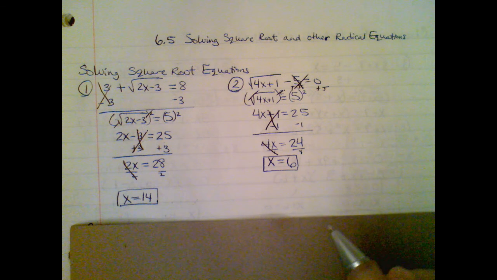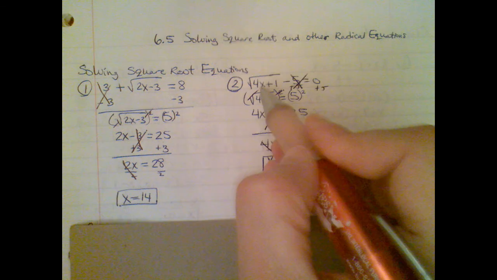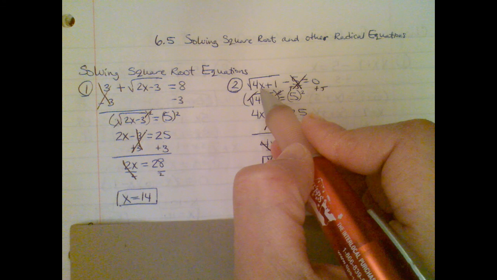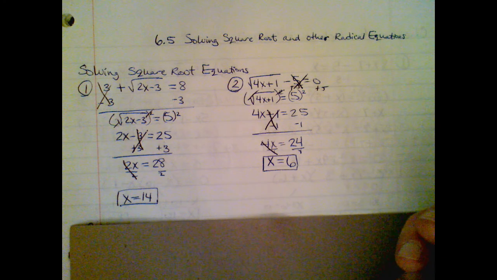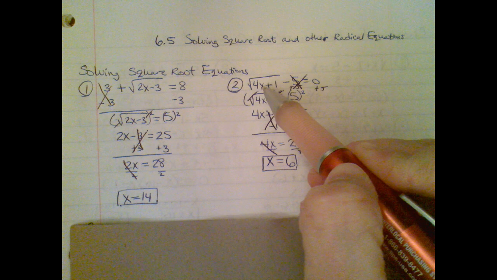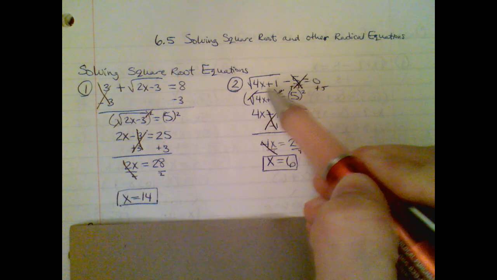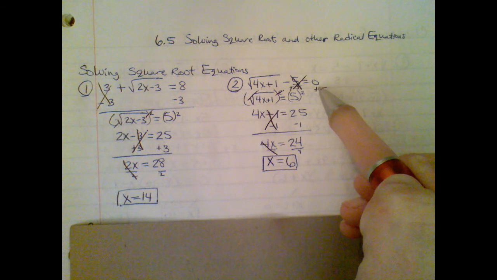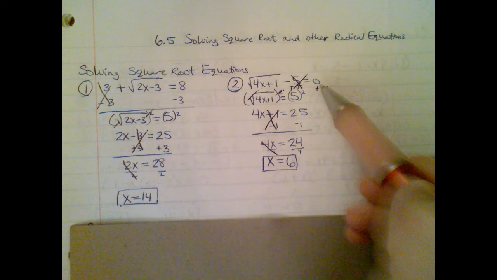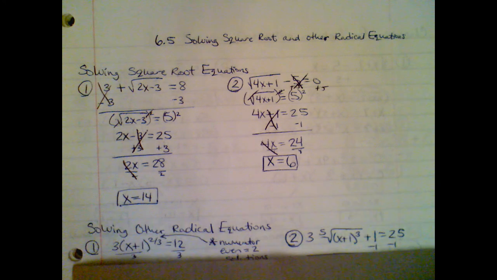The nice thing about these equations, if we're second guessing our answer, just go ahead and plug that back into the original equation, simplify both sides, and see if both sides equal the same. So 4 times 6, we get 24, plus 1 is 25, square root of 25 is 5, 5 minus 5, we get 0. If both sides don't equal the same, you know you have the wrong solution, that you need to go back and look through your work.